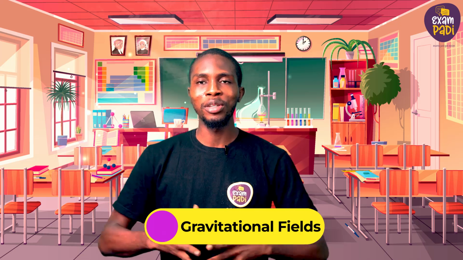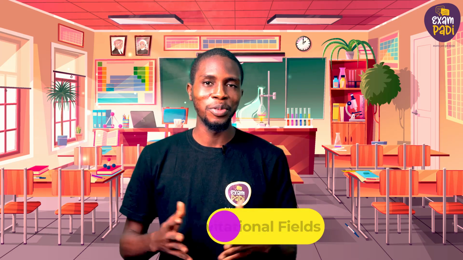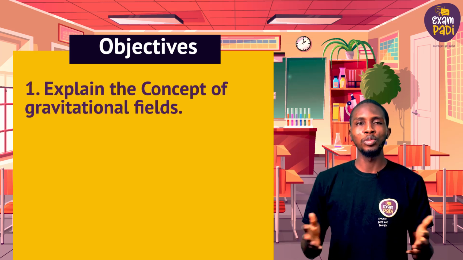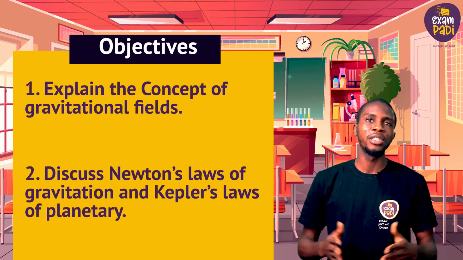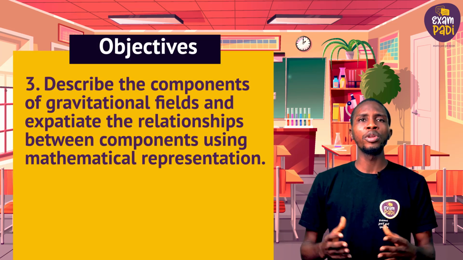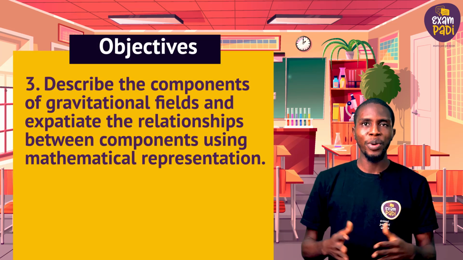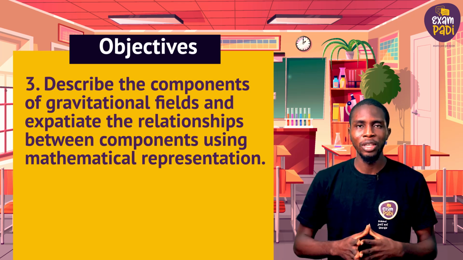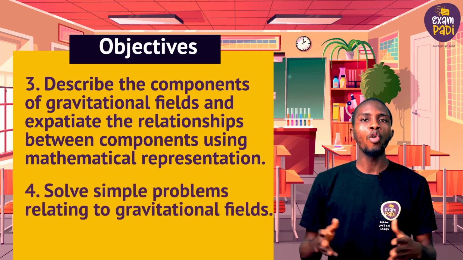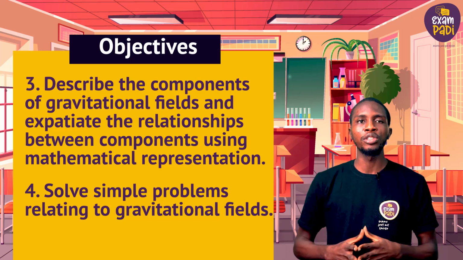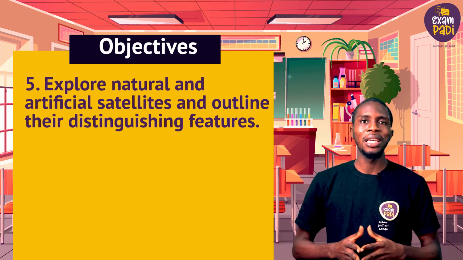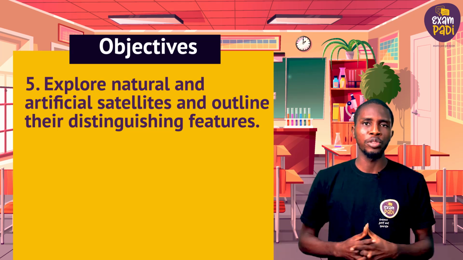Our topic today is gravitational fields, and in this lesson we will: 1. Explain the concept of gravitational fields. 2. Discuss Newton's law of gravitation and Kepler's law of planetary motion. 3. Describe the components of gravitational fields and expatiate the relationship between components using mathematical representation. 4. Solve simple problems relating to gravitational fields. And 5. Explore natural and artificial satellites and outline their distinguishing features.